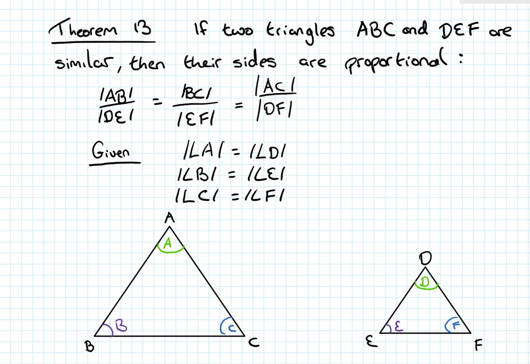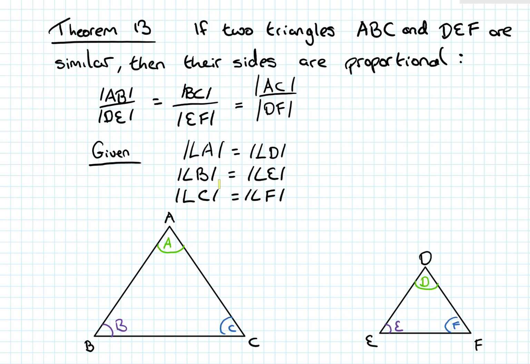Okay, and finally the last theorem that we need to prove, Theorem 13. If two triangles ABC and DEF are similar, remember what does similar mean? It means that their corresponding angles are equal. Then their sides are proportional. And it follows that the ratio of AB over DE would be the same as BC over EF, same as AC over DF.